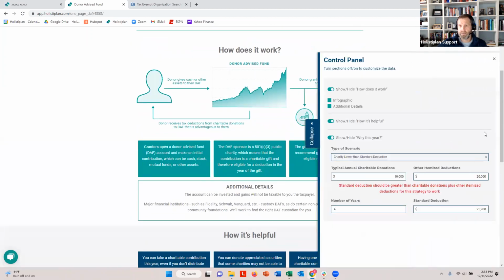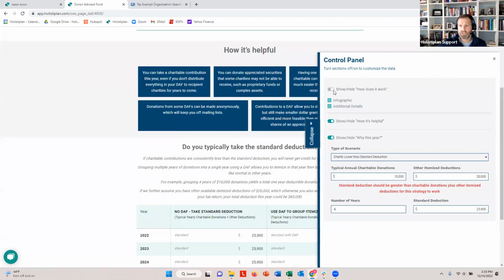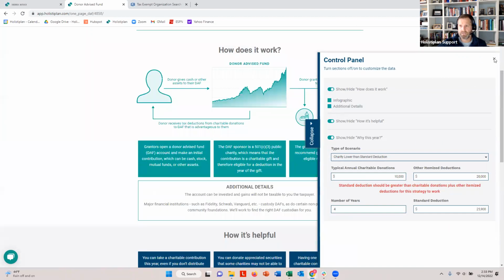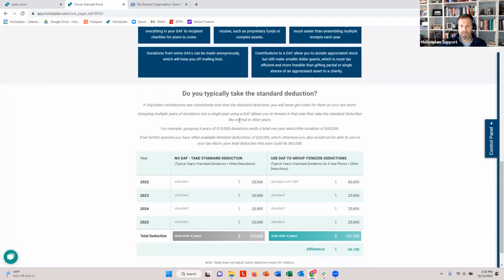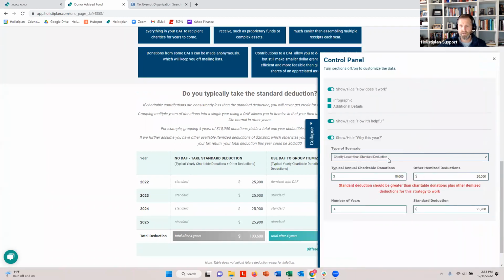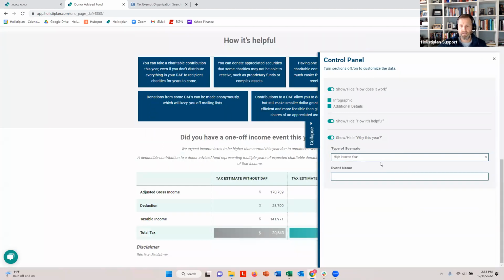Now, again, you don't have to keep any of these if you don't want them. So the control panel allows you to hide or show how does it work or any of these infographics. That's totally up to you. But then down at the bottom, we'll have the 3 different possible scenarios or situations you could show somebody based on your choices down here. The first one that many folks choose, not everybody, but many folks choose, is you're having a high income year. So maybe this year is the one where it makes the most sense to do a contribution to a donor advised fund. And we might say, you know, sale of your business.